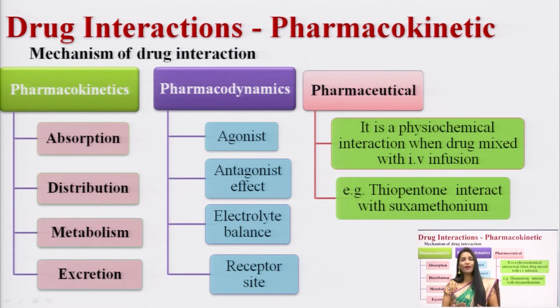If you mix the drug with an intravenous infusion, what is going to happen? It causes a drug interaction. For example, if I give the drug theophylline, it will interact with succinylcholine, which causes a drug interaction. So, dear students, drug interactions are classified into three types depending upon the mechanism of action: pharmacokinetic, pharmacodynamic, and finally pharmaceutical drug interaction. We will discuss one by one.